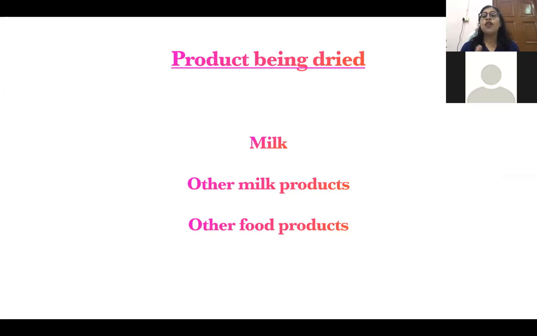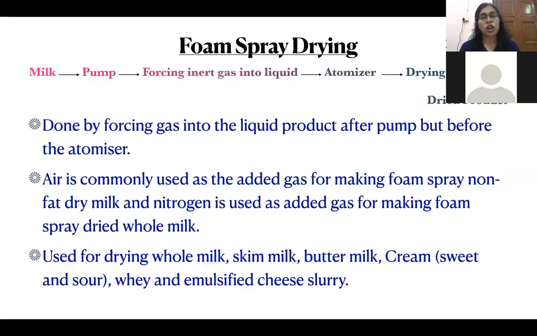Then comes types of spray dryers depending upon the product being dried. That product can be milk or other milk products like whey, cheese slurry, or other food products like liquid food, like baby food such as Cerelac. That food is first formulated in liquid stage and then dried. Depending upon the type of product, the type of spray drying machine will also change.